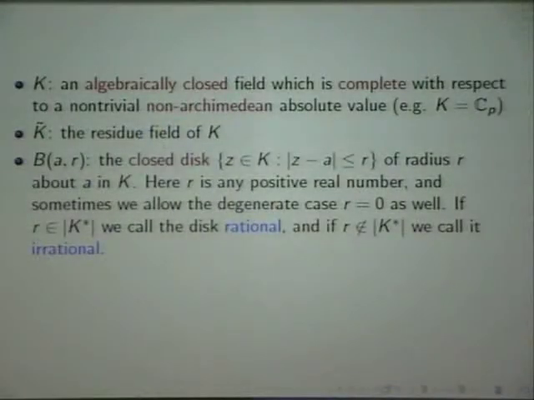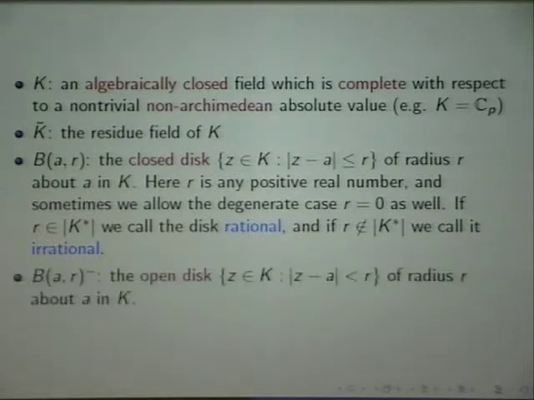And just my notation for disks will be that, so this B(a, r) here will denote the closed disk of radius r centered at a. And I'm allowing any positive real number. So that's different from in Brian's talk, where r had to be in the value group in order to define a Weierstrass domain of the unit disk. But in Berkovich's theory, you can allow an arbitrary positive radius. And actually, I will sometimes include the degenerate case where r is 0 as well, and think of points as disks of radius 0. And then, I'll distinguish sometimes between rational and irrational disks. And if I write B(a, r−), that will be the open disk of radius r centered at a.